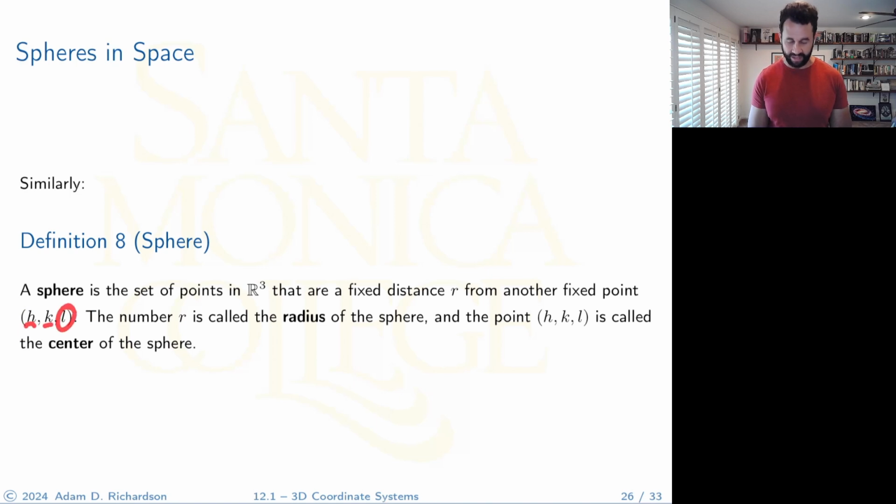H, K, and then L is another common letter to use for the third coordinate. R is still called the radius of the sphere, and (h, k, l) is called the center of the sphere. So everything else is the same.